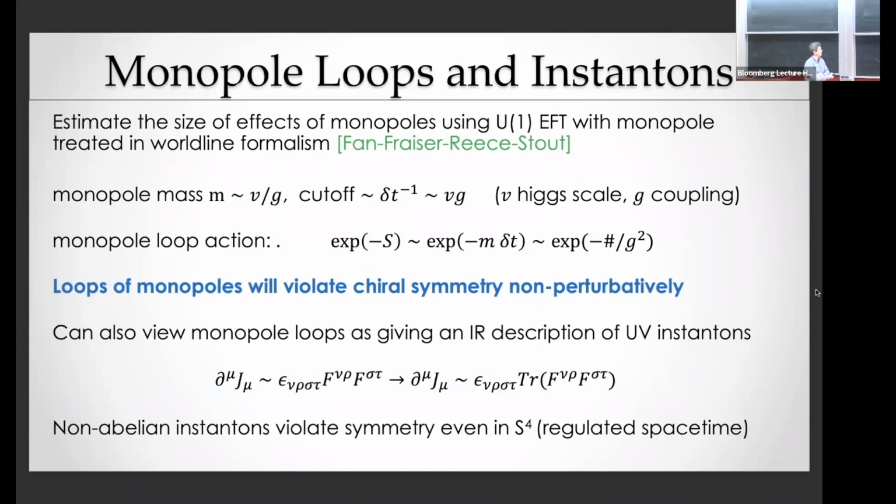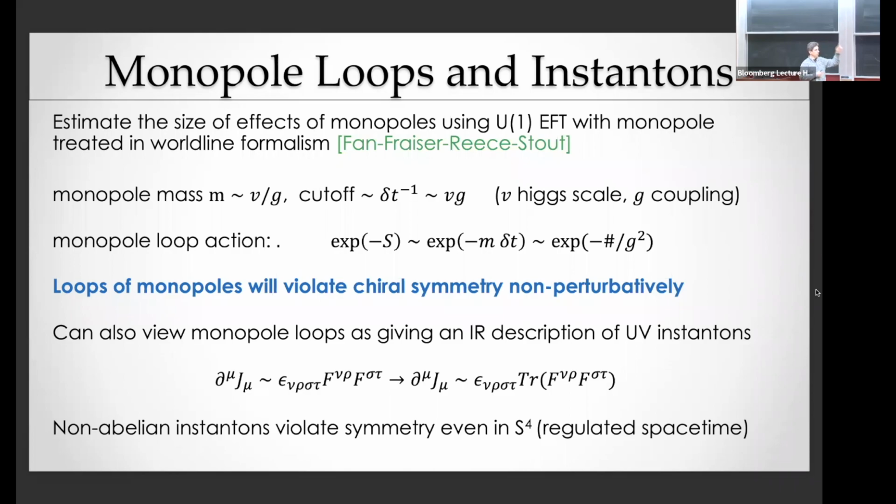Now, you might try to estimate what's going on here, just qualitatively. I'm talking about, say, a virtual loop of monopoles, breaking a one-form symmetry and then breaking this zero-form symmetry. Let's try to estimate the size of this. And I'd also point out a very nice paper by Fan, Fraser, Rees, and Stout about similar phenomena. So imagine your monopole comes from a Higgsing at some higher scale. Let's say V is the Higgsing scale and G is some UV gauge coupling. So then the monopole mass is V over G. And there's a short distance cutoff, which is like the W boson mass, V times G.